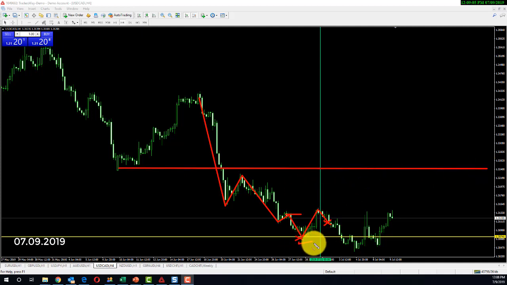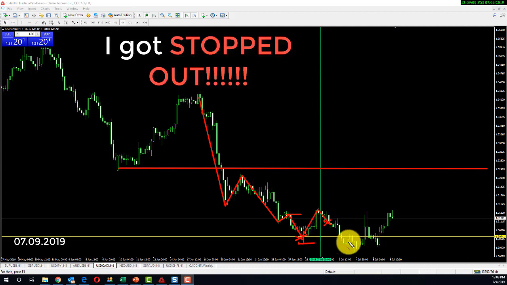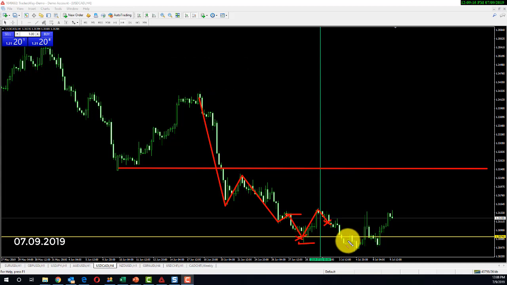My stop loss was here. Of course, looking at what happened, I got stopped out of the market nevertheless, and again, that's something that happens. Losing trades is inevitable. It is going to happen, guys, and you cannot allow it to get the best of you at any time at all.